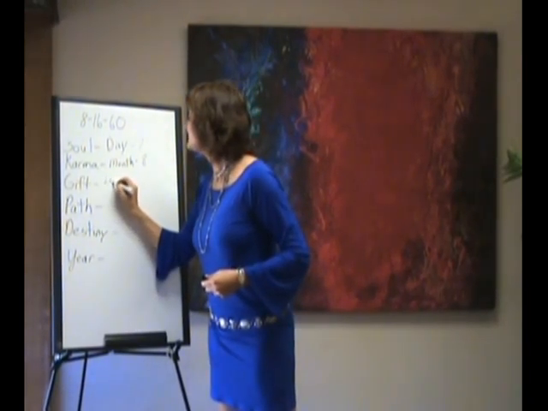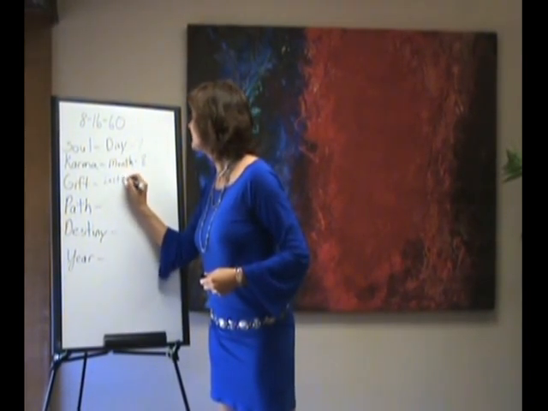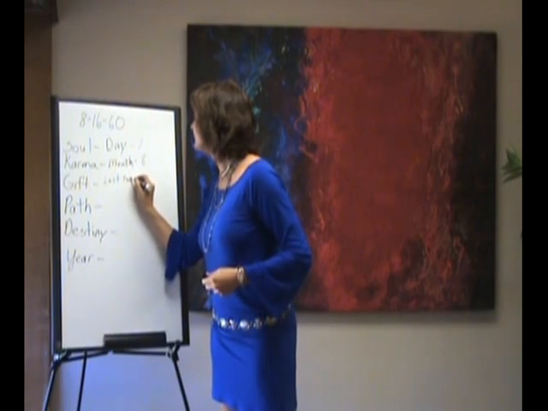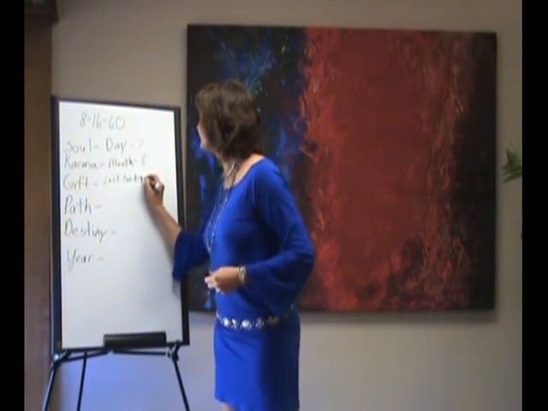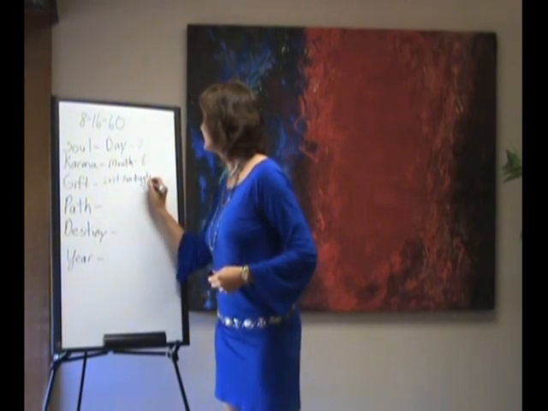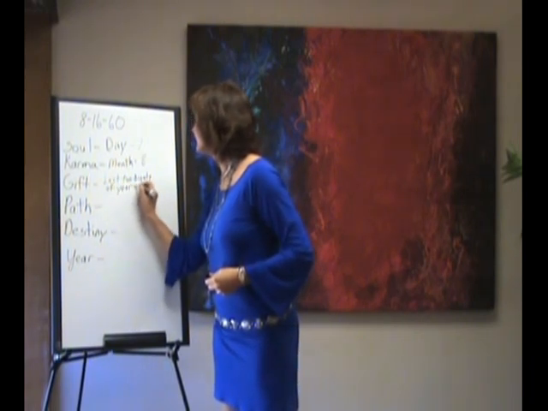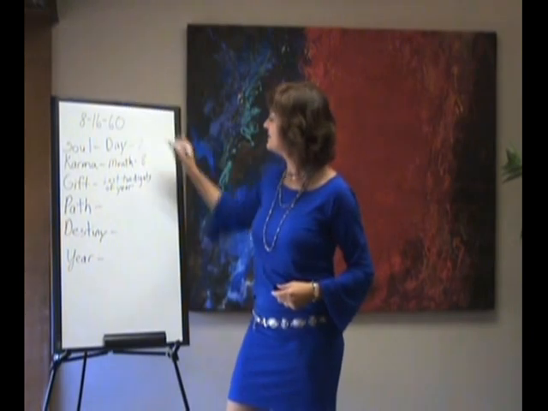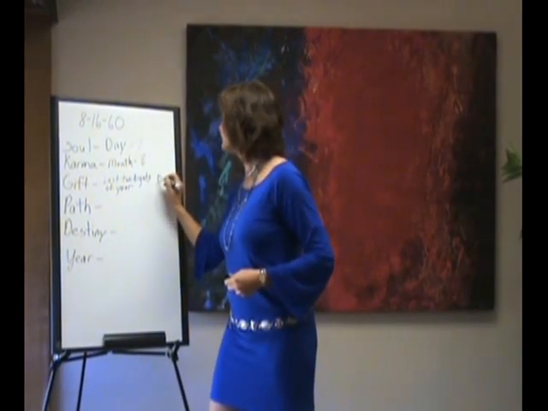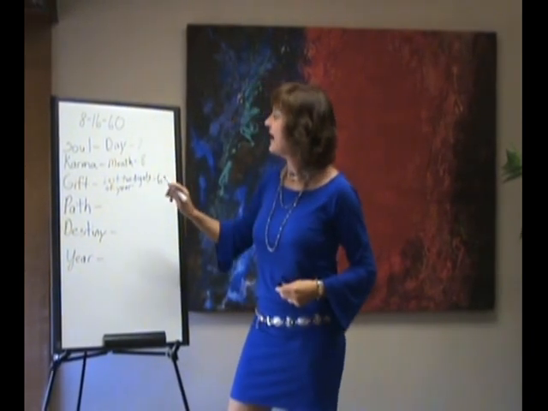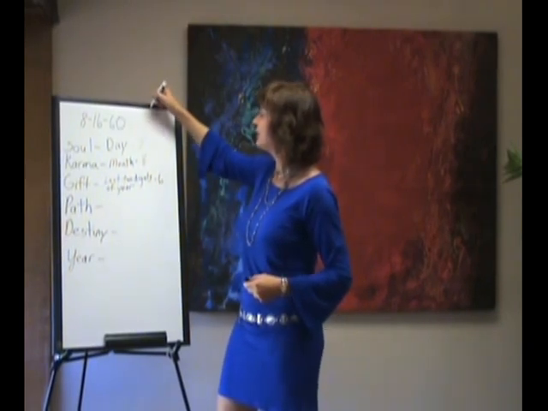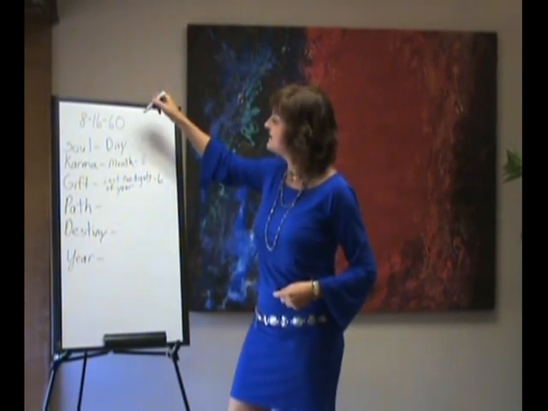So the last 2 digits of the year. And so in this case, it's a 6 and a 0, which actually is a 6. Then the path is always the full year. So in this case, it's 1960.